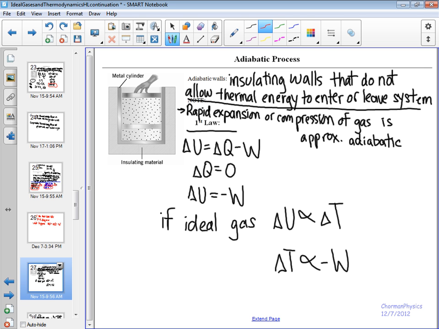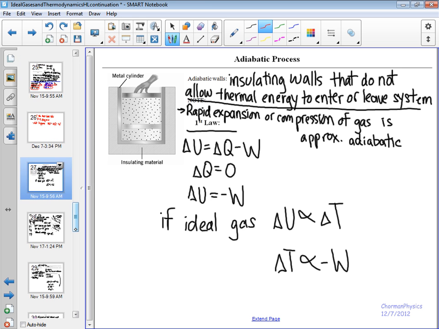So any change in temperature, based on an adiabatic process, is going to be directly proportional to the work done by the gas.